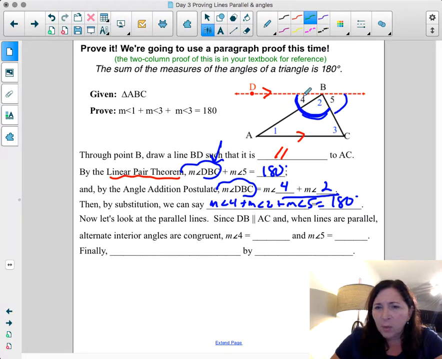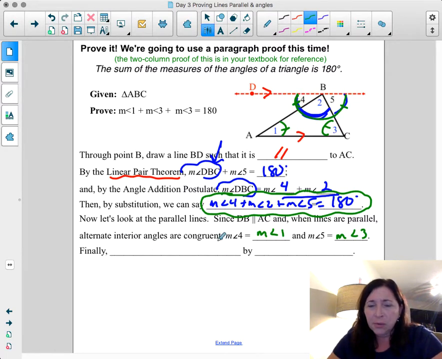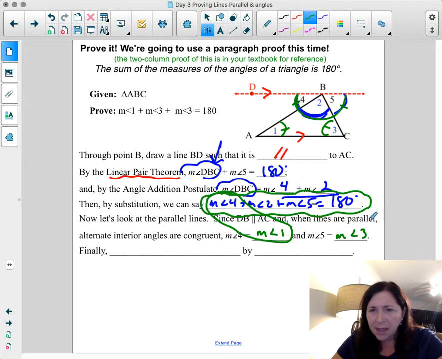So now what's angle 4 congruent to? Well, 4 is congruent to 1, so we can say the measure of angle 1. We also know that angle 5 is congruent to angle 3, measure of angle 3. And therefore, if you go back up to this statement, which says 4 plus 2 plus 5 adds up to be 180, you replace 4 with 1, swapping out these two angles, and you replace 5 with 3 because those are equal.